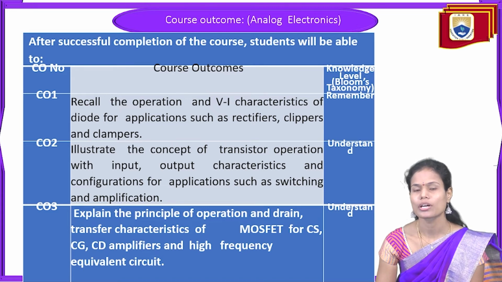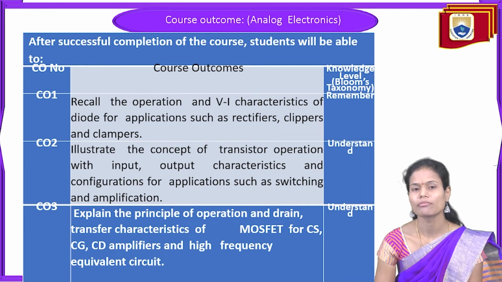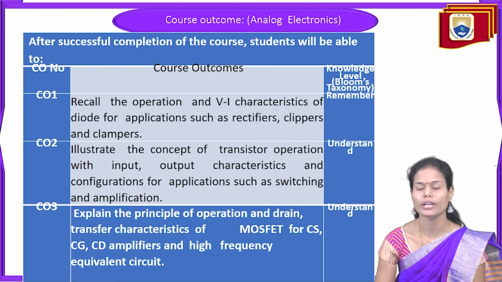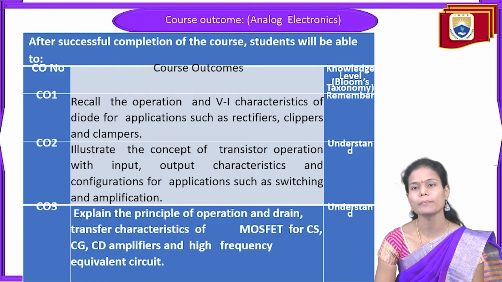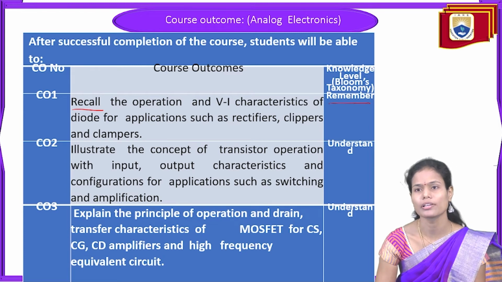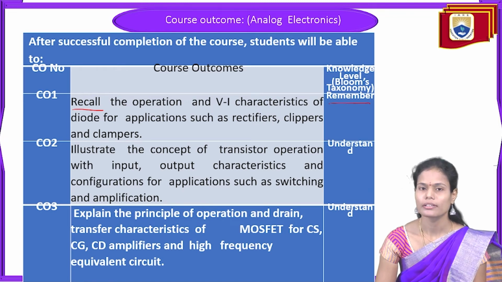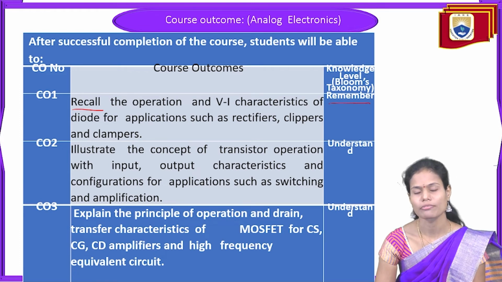While writing the course outcomes, we have to take 3 points here: what students are going to learn, what behavior, and what is the resulting evidence we have to write here. So the first CO I'm taking here is: recall the operation of voltage current characteristics of the diode for applications such as rectifiers, clippers and clampers here. So here we are utilizing the recall of Bloom's taxonomy, which is remember here. And in this case, they are learning the VI characteristics of the diode for understanding the applications, such as rectifiers, clippers and clampers.